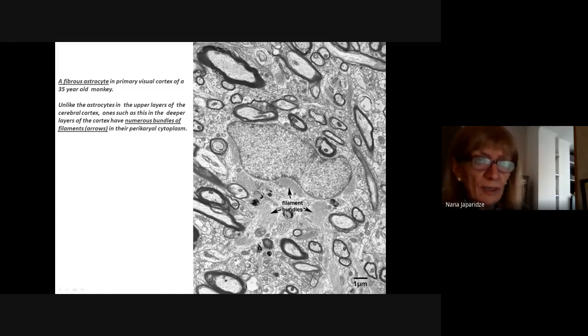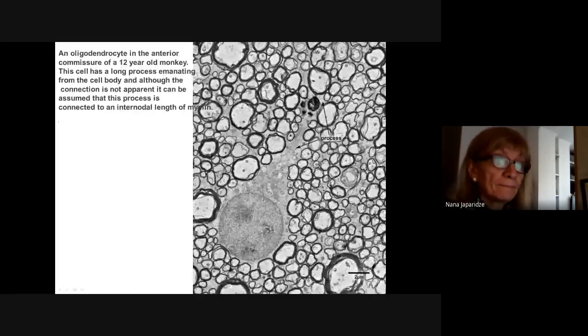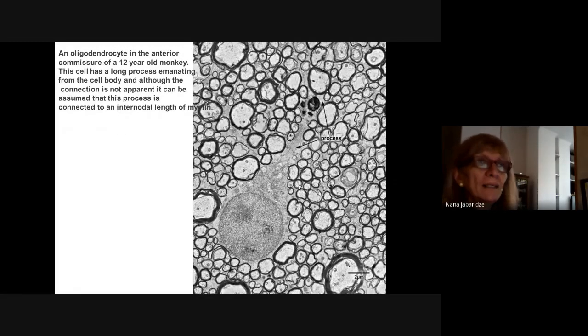Another process, look, another one is here. Look, this one, two. Okay, what we have here. Here we have oligodendrocyte. So this is white matter of the central nervous system.